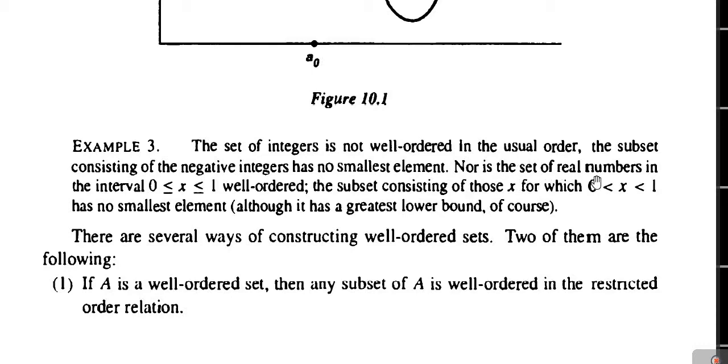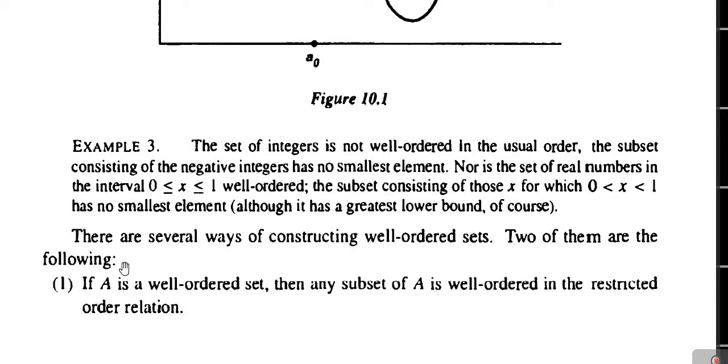Next, the set of real numbers in the interval 0 to 1 is not well ordered. If we consider the set of all real numbers lying between 0 and 1, then it is also not well ordered, because if we consider the subset of those elements x which satisfy 0 less than x less than 1, then obviously this set does not have the smallest element. Such a subset is bounded below by 0, but its smallest element cannot be given as one fixed element.